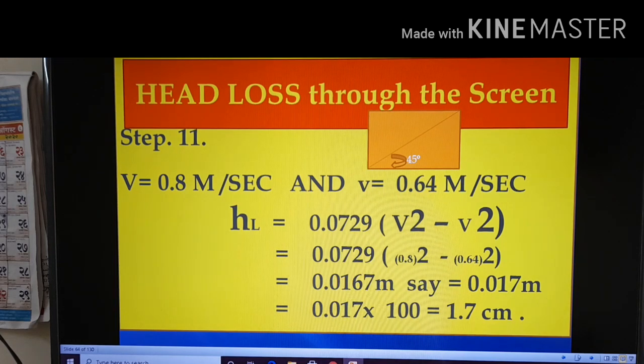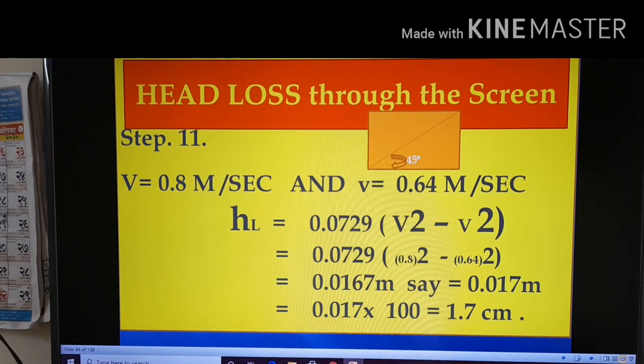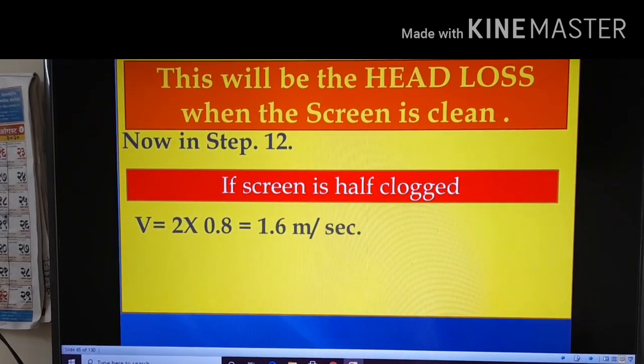Say 0.017 meter. Now we are converting meter into centimeter. That is very simple. 1 meter is equal to 100 centimeter. You know that. Therefore, HL is equal to 0.017 multiplied by 100 is equal to 1.7 centimeter. Step 12, this will be the head loss when the screen is clean.